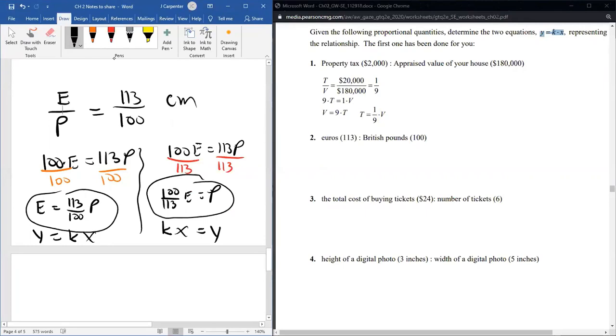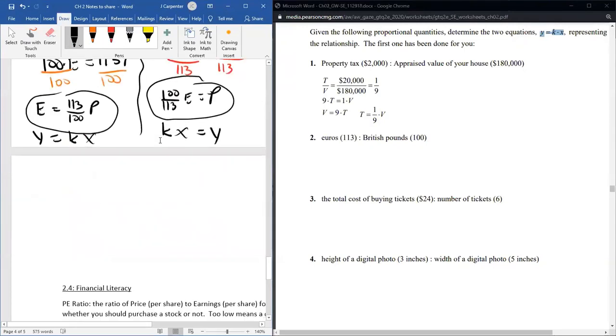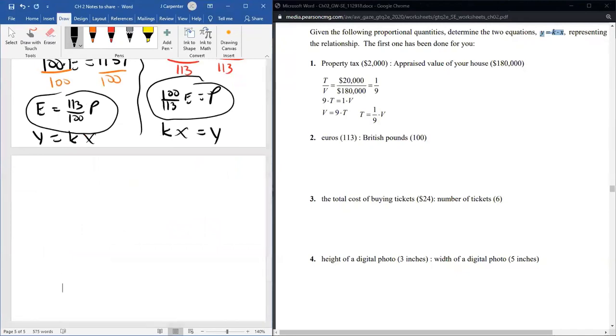Euros is now x, and pounds is now y. That's the benefit of doing something this way. You don't have to think about the placement of things. That's why I'm giving you all these different scenarios. They're all awesome in their own way.